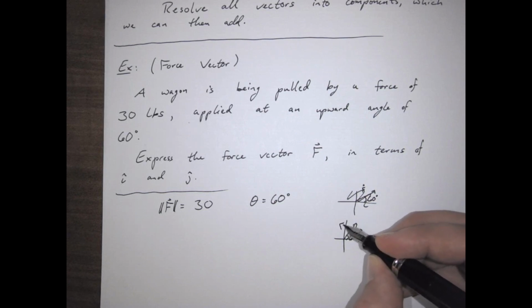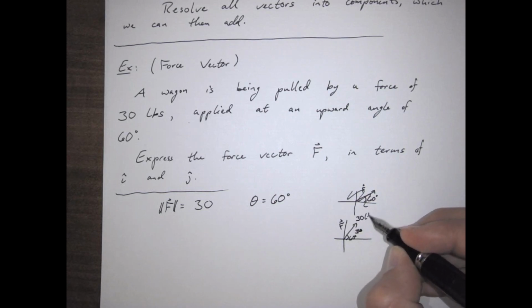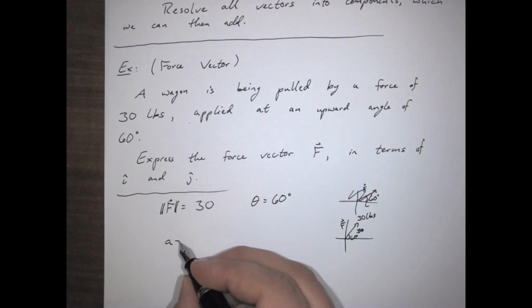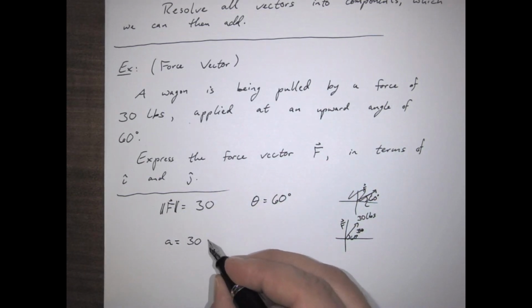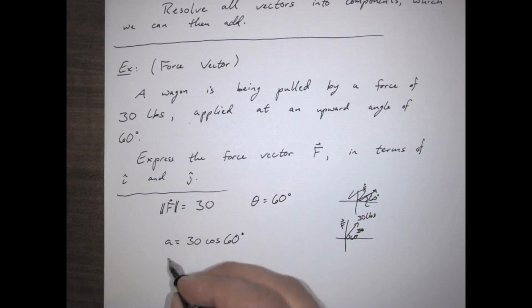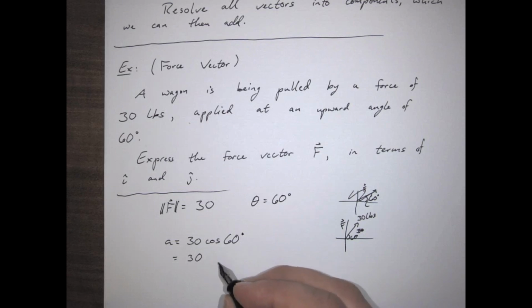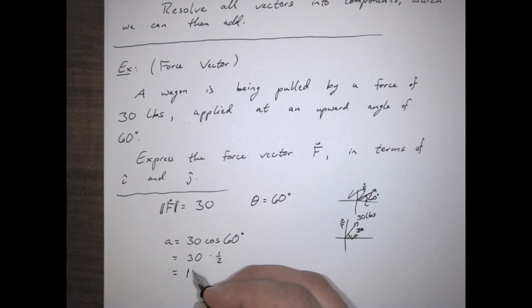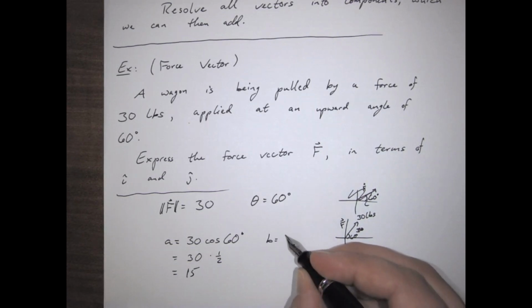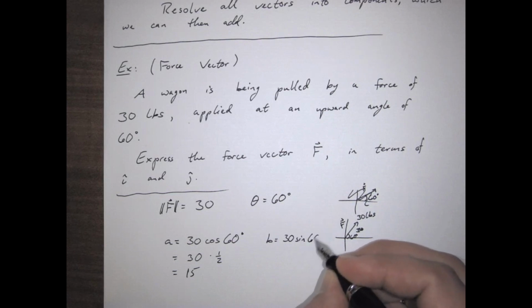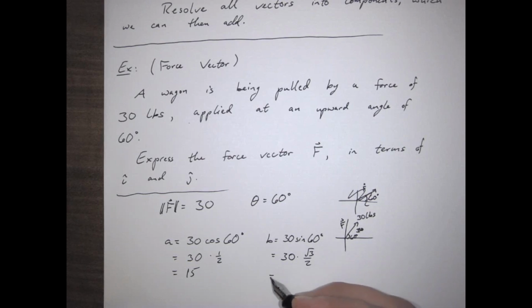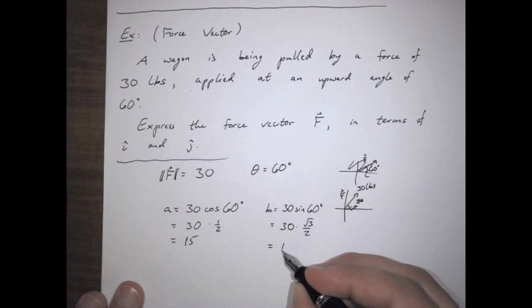There's a force of 30 pounds, and it's being applied obliquely at an angle. Well, A is just going to be that 30 times the cosine of 60, which is 30 times 1/2, which is just going to be 15. B is going to be 30 sine of 60, which is 30 times root 3 over 2, which is just going to be 15 root 3.